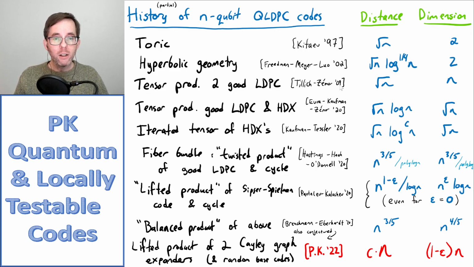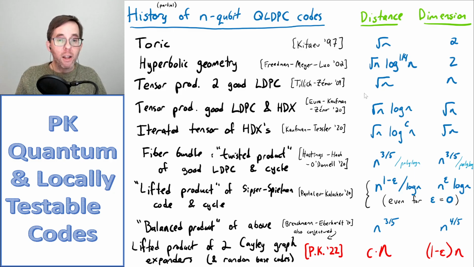Okay, so much later, maybe 12 years after the toric code, Tillich and Zémor made the first code. It kind of generalized the toric code, which is in some ways like a product of two cycles. Tillich and Zémor showed that if you took some kind of tensor product of two asymptotically good classical LDPC codes, which we've long known to exist, you could get quantum LDPC codes with dimension proportional to n, so that's excellent, and distance proportional to root n, which was more or less the best known at the time.